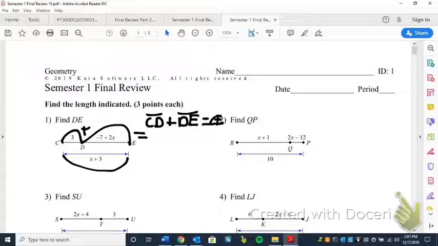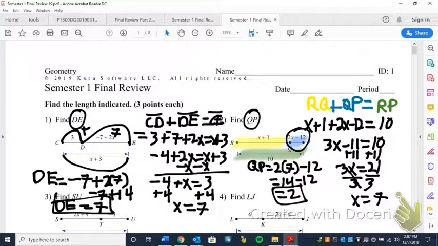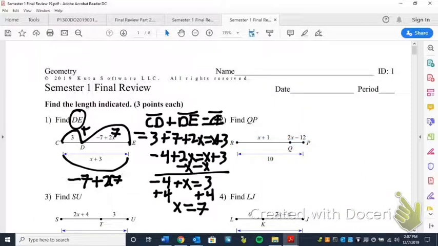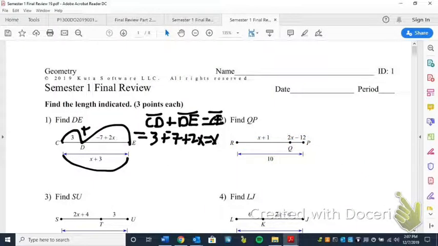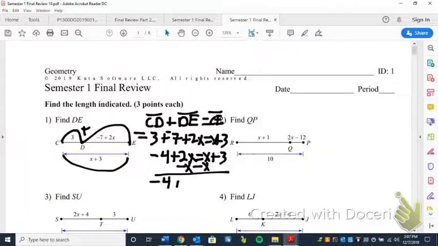So what we want to do is we want to go CD, which is 3, plus DE, which is negative 7 plus 2x, equals C to E, which is x plus 3. Combine like terms, that gives us negative 4 plus 2x equals x plus 3. Subtract x from both sides, put our variables together. We get negative 4 plus x equals 3. Add 4 to both sides, and we get x equals 7.